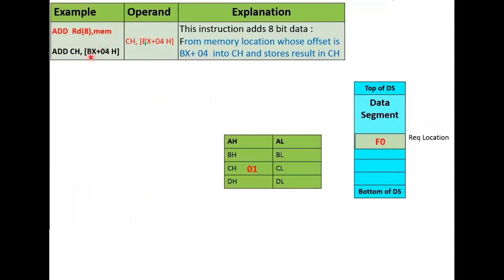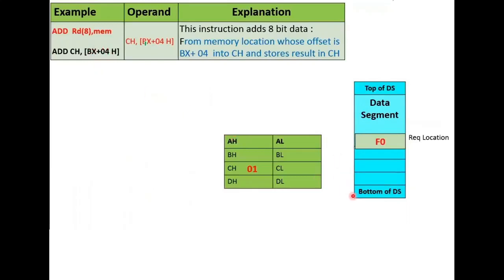But along with BX, plus 4 is also given. This plus 4 is nothing but displacement. In BX, a 16 bit value will be there. That 16 bit value you are going to add with this 4 to get the offset.